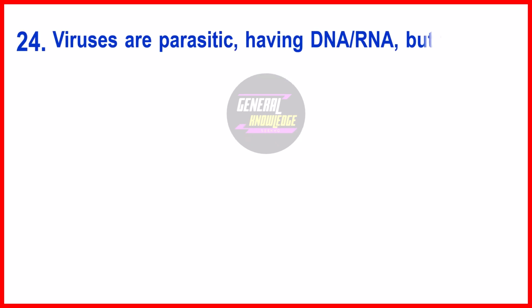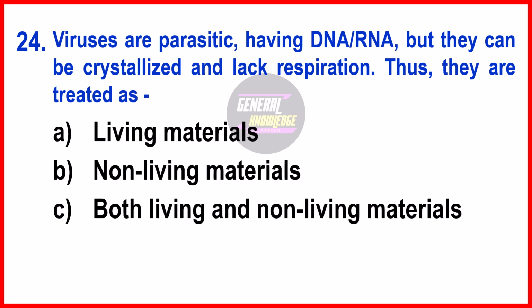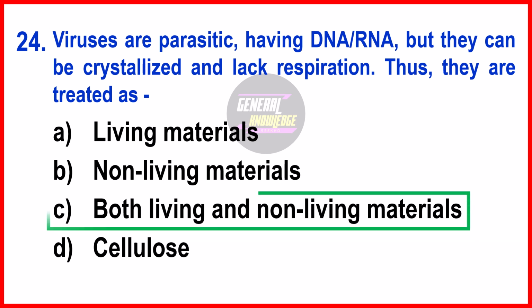Viruses are parasitic, having DNA or RNA, but they can be crystallized and lack respiration. Thus, they are treated as, the right answer is option C, both living and non-living materials. Viruses show living characteristics when inside a host cell. They can reproduce and use the host's machinery. They show non-living characteristics outside a host. They can be crystallized, do not respire, and cannot reproduce on their own. So they are considered at the borderline of living and non-living.